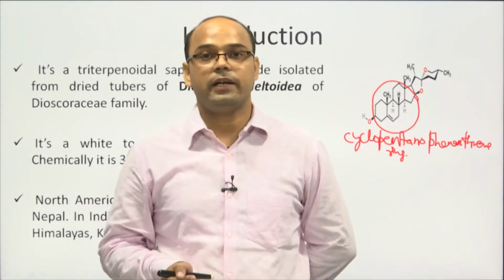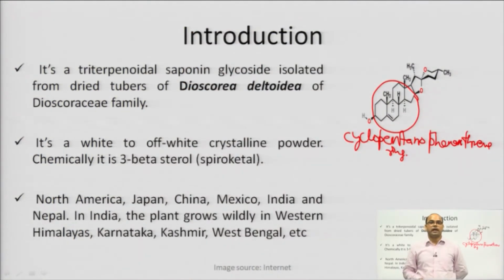It is a triterpenoidal saponin glycoside which is isolated from the dried tubers of Dioscorea deltoidea, and the plant belongs to family Dioscoreaceae. This Dioscoreaceae family is especially known for such tuberous roots. In Hindi, Dioscorea deltoidea is also termed as yam. In English, it is termed as yam. It's a white to off-white crystalline powder. If you look at the chemical structure, you can see it is a 3-beta sterol or a spiroketal.